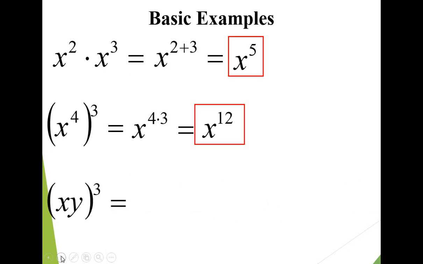Here we have xy to the third power. Now what this is basically going to equal, we're just going to take that power outside and multiply the power inside. And remember that x by itself means x to the 1 and y to the 1. So that's going to give us a final answer of x to the third power and y to the third power. All right.